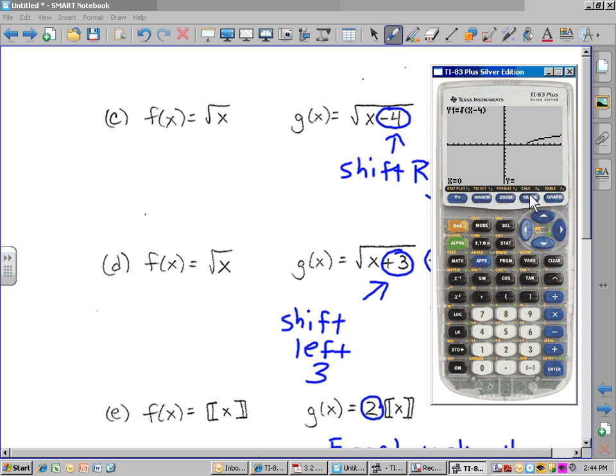And there it is. We hit trace, move over to 4. Actually, let's go ahead and calculate the value at 4. There it is. 4, 0 is where it started. So it's been shifted to the right 4.